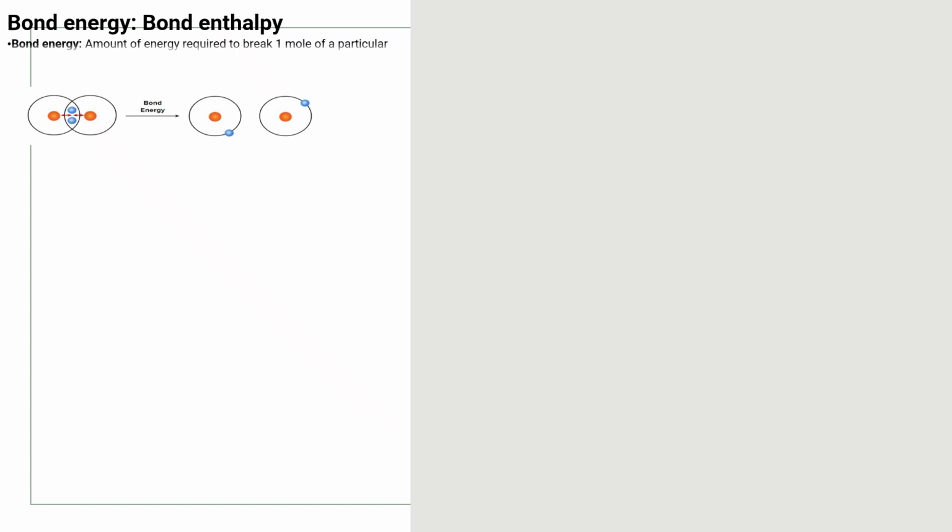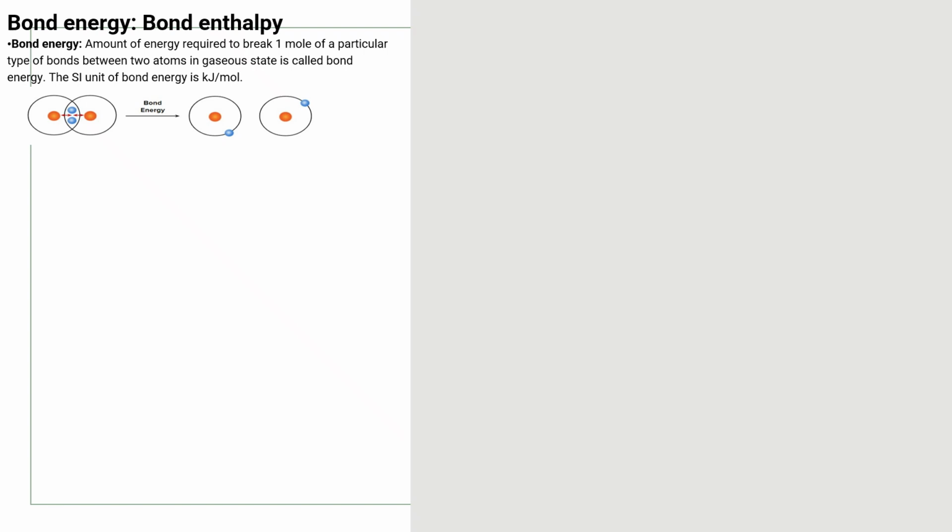Next is bond energy. See, these two atoms are bonded with each other. If you want to break a bond between these two atoms, it requires some amount of energy. So whatever energy we use to break that bond is called bond energy. Now see the definition: the amount of energy required to break 1 mole of a particular type of bond between two atoms in gaseous state is called bond energy, and it is also called bond dissociation energy or bond enthalpy. The SI unit is kilojoules per mole.